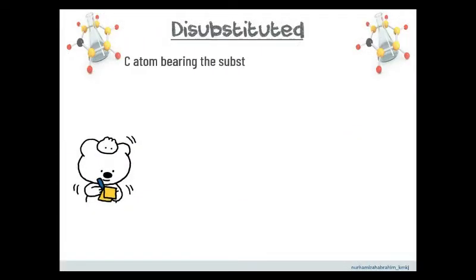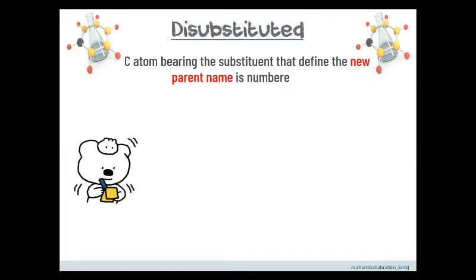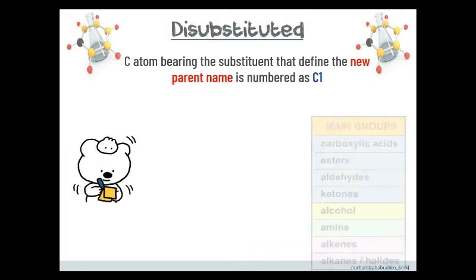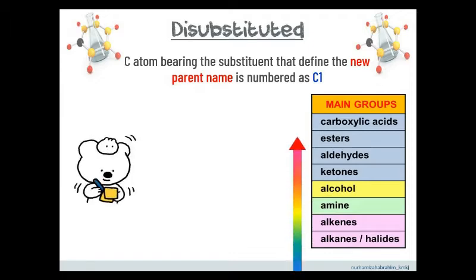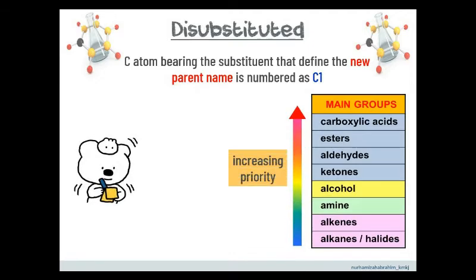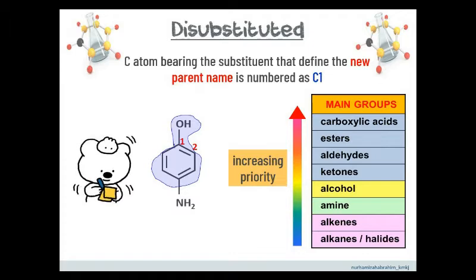The carbon atom bearing the substituent that defines the new parent name is numbered as carbon 1, based on priority. The highest is carboxylic acid, followed by esters, aldehydes, and ketones. For this structure, the hydroxyl group will be numbered as carbon 1, which gives the new parent name, phenol, while the amine substituent becomes 4-amino. Thus, the name is 4-aminophenol, or p-aminophenol.